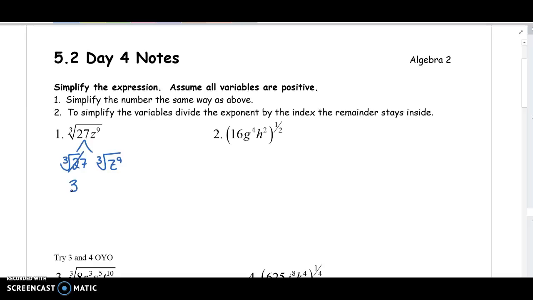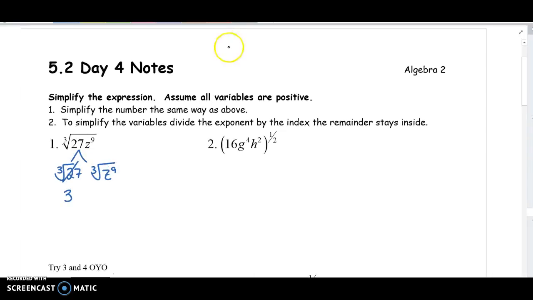Now the letter part. There's a couple different ways to think about this. So I'm going to write it in 3 different ways, and I'll let you decide which method you prefer, which method you want to write down. One way is to think about the fact that a third root cancels out a perfect cube. So if I can rewrite z to the ninth as perfect cubes, I can cancel out the radical. So this is the cube root of z to the third times the cube root of z to the third times the cube root of z to the third.